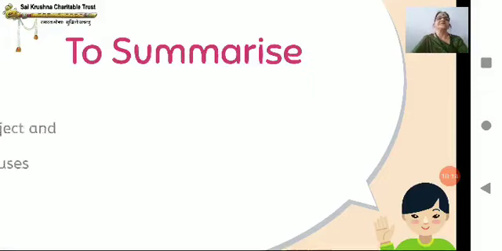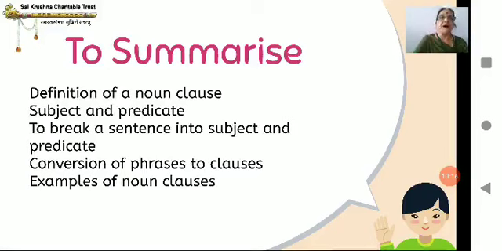to summarize. So we studied about a noun clause, a definition, subject and predicate, how you break a sentence into a subject and a predicate, conversion of phrases to clauses, and you saw some examples of noun clauses. Is that clear, children?